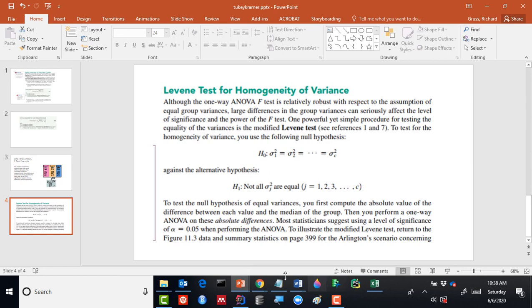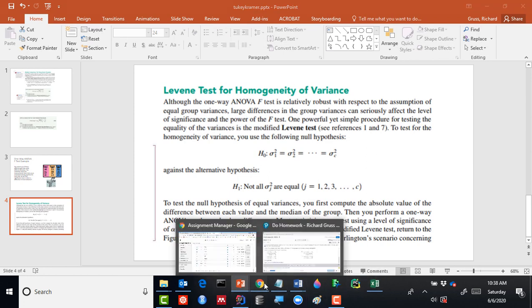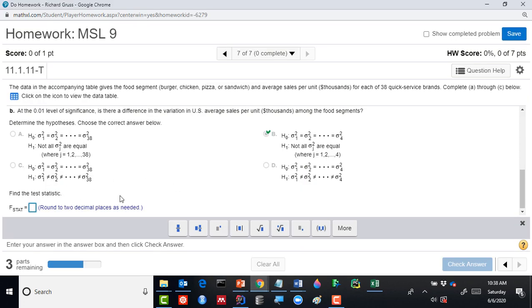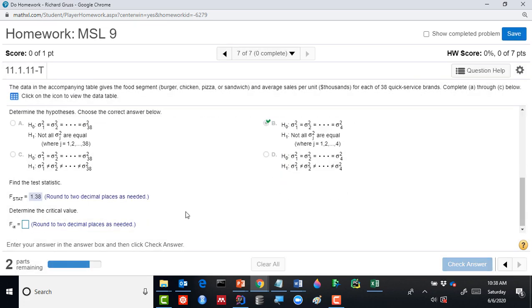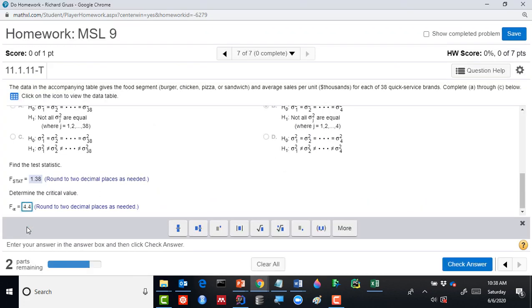Let me go back here. Lots of things can go wrong, as you know, with copy and pasting and all that, so let's not be too surprised if something has gone wrong here. But thankfully nothing has. So, determine the critical value. The critical value is exactly the same as I said, 4.42.